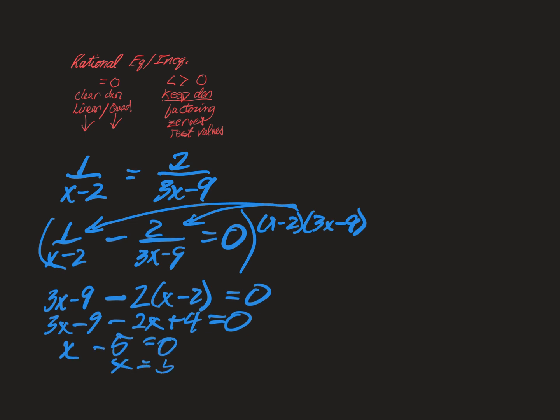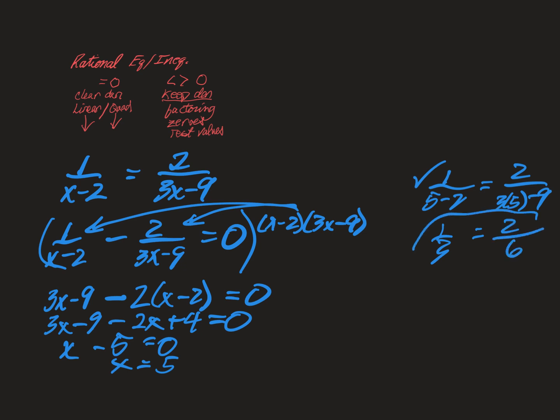So x equals 5. Now, I like to check that. So I'm going to plug that in. 1 over 5 minus 2 equals 2 over 3 times 5 minus 9. So this is 1/3. And over here, I get 2 over 15 minus 9, which is 6, so 1/3. This is a true statement. So I now know that I have done the equation correctly. And that's very common. I could also check this by graphing it, but this one's much more difficult to check by graphing.